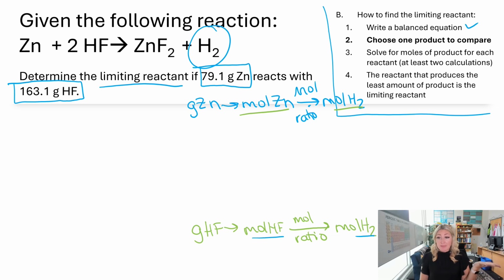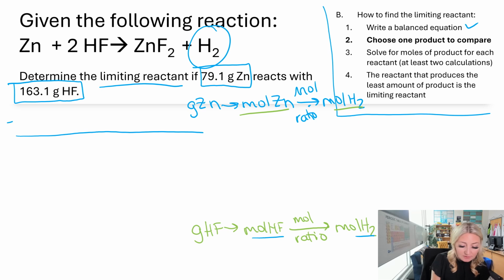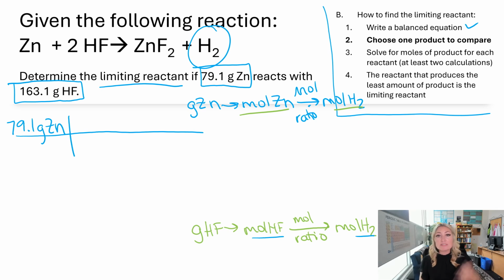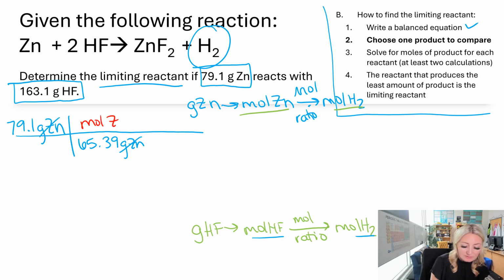All right, we have our unit maps. We are ready to plug in some actual numbers. So on my first T-chart, I'm starting with 79.1 grams of zinc. I need to convert that to moles of zinc, so I'm going to need to look at the periodic table to see what the mass of one mole of zinc is, and that is 65.39 grams of zinc. And I'm putting that on the bottom so grams will cancel. And now I have moles of zinc.